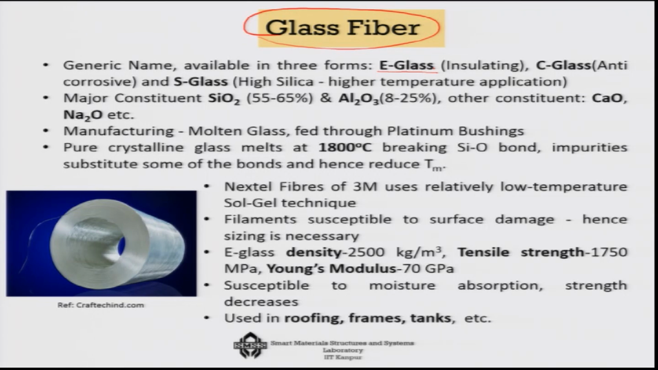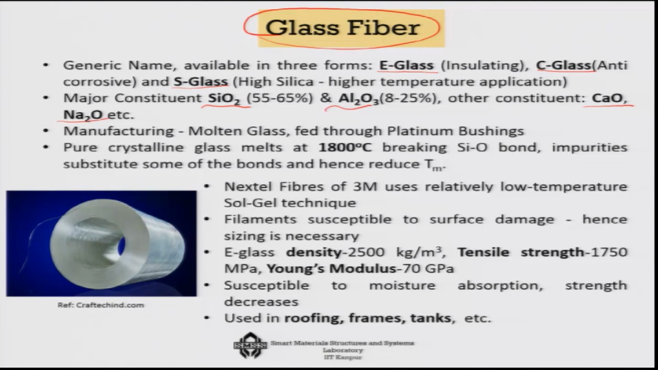E glass fiber, which is basically electrically insulating in nature, but thermally conductive, then C glass fiber and S glass fiber. So, S is for strength, C is for corrosion and E is for electrical applications. Now, the major constituents in these glass fibers are silica and alumina. Also, there is a bit of calcium oxide and sodium oxide.